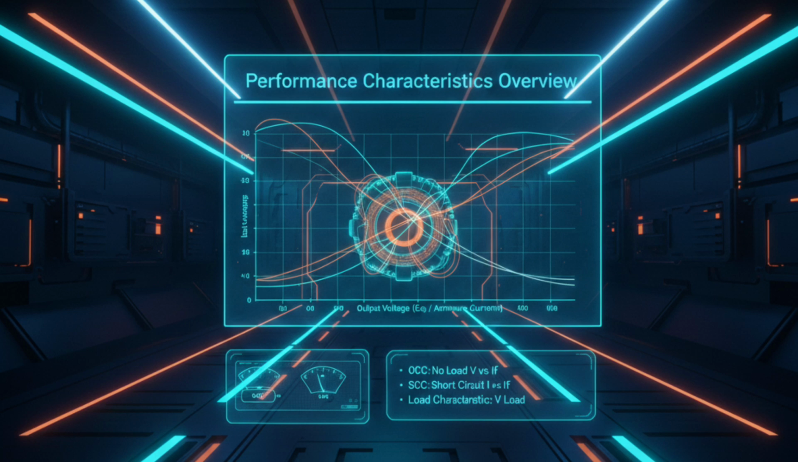Performance characteristics overview. On this slide you can see three curves floating beside the alternator, the OCC, SCC, and load characteristic curve. These together describe the overall performance of a synchronous generator. OCC shows how voltage builds up with excitation, SCC shows how current behaves during short circuit, and the load characteristic curve shows how terminal voltage changes when load is applied.